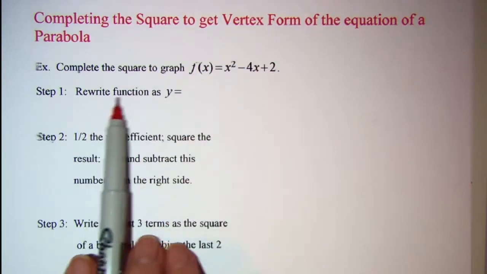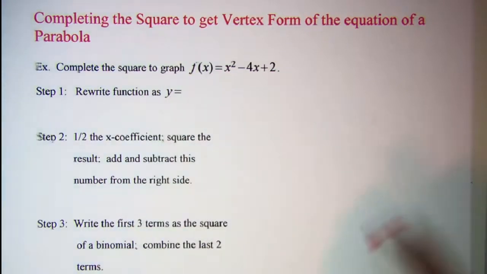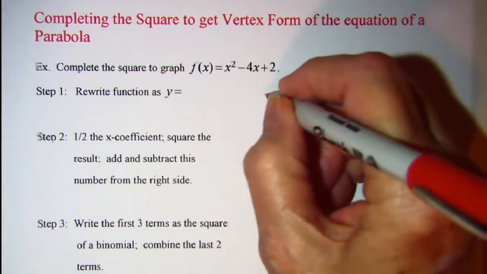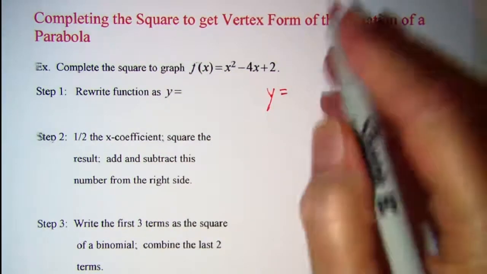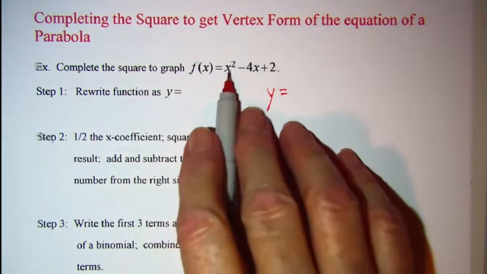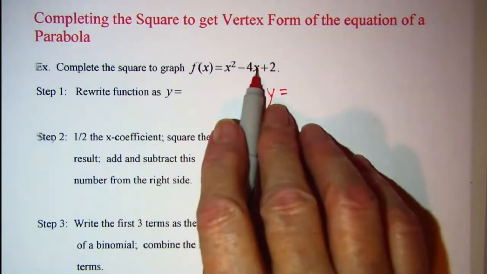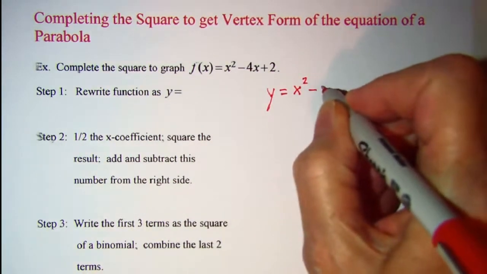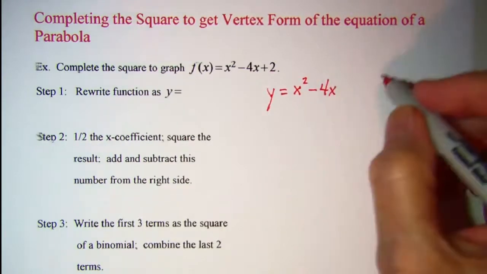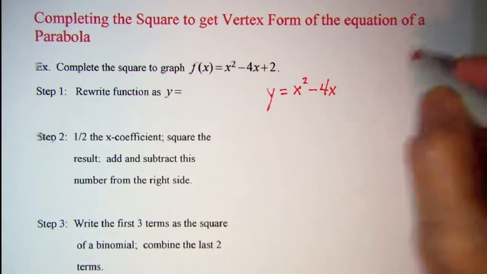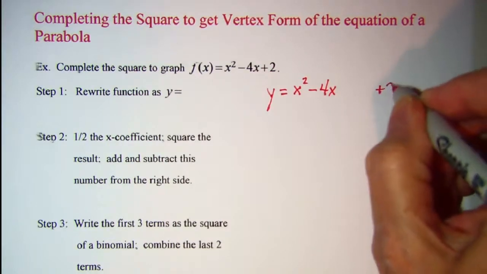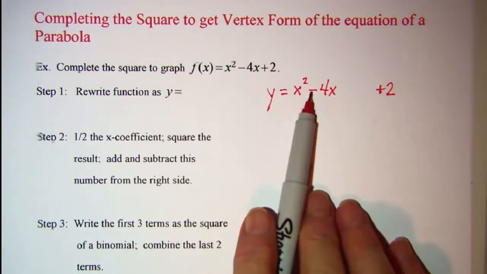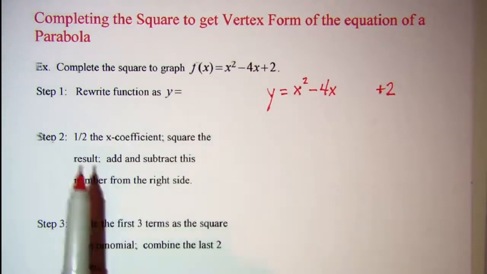Our first step is to rewrite the function as y equals. We know that we can take f of x out and put in y. So we have y equals, and also in this step I usually like to group my first two terms and then move my constant term a little bit over to the right, because I'm going to work on this group for the completing the square part of the problem.